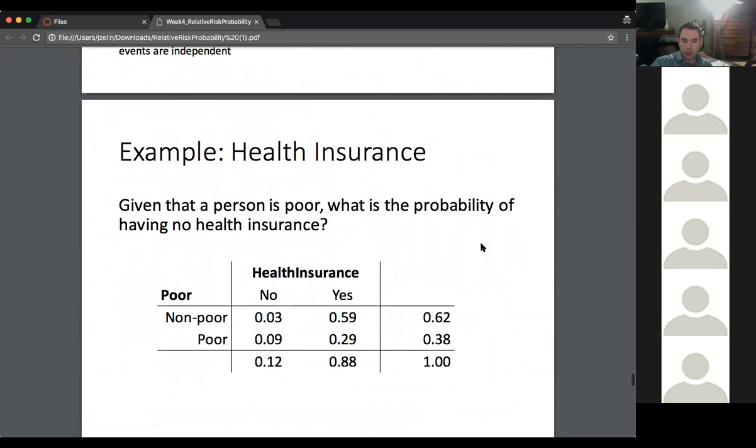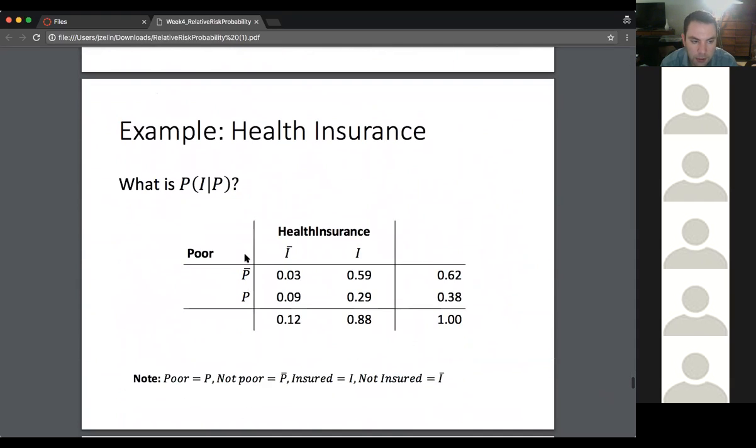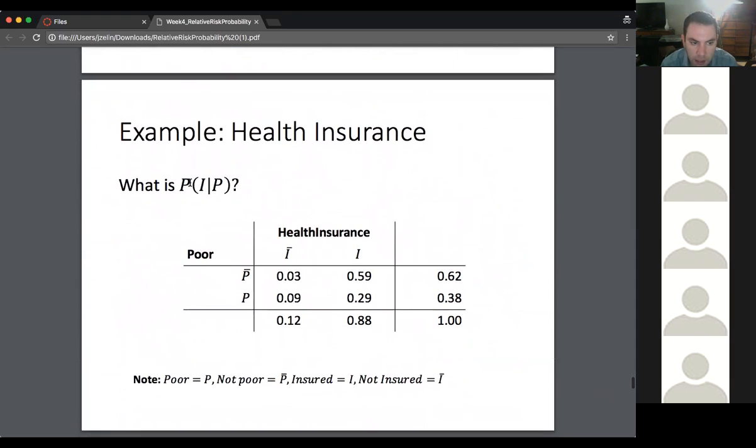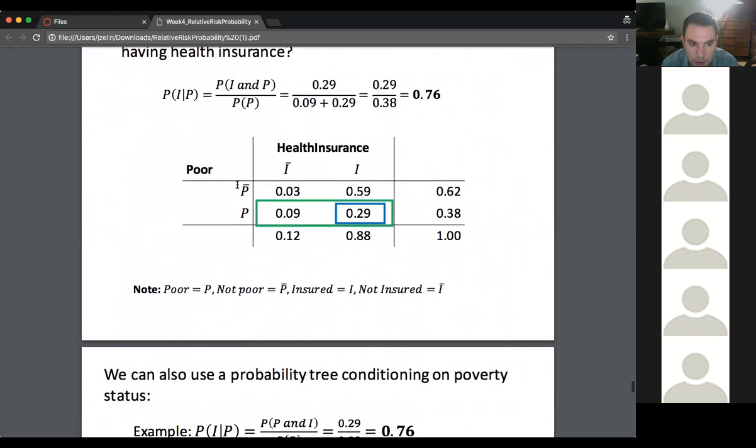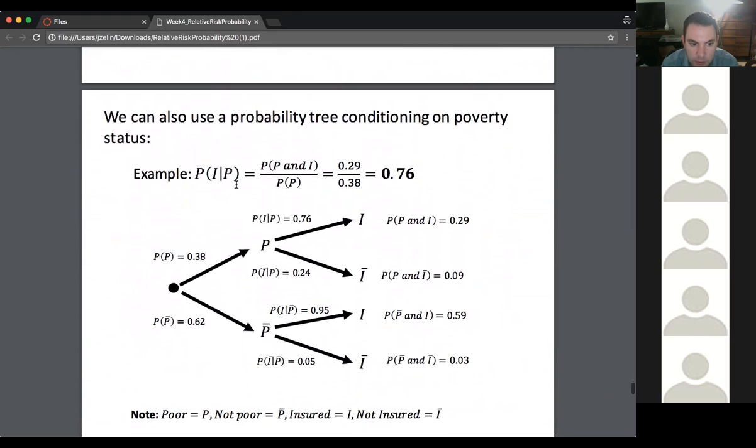Here we're going back to our health insurance example using the ACS data. And we're asking, given that a person is poor, what is the probability of having health insurance? So we can denote that as the probability of having insurance given they are poor. And the way we can do that is we are looking at the probability of being poor and insured divided by the probability of being poor, right?